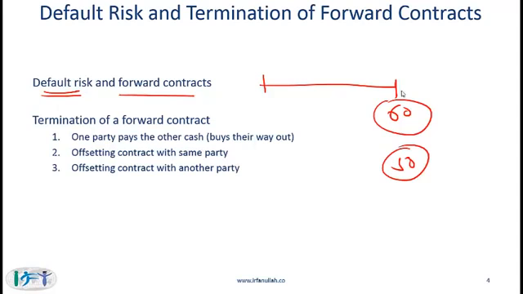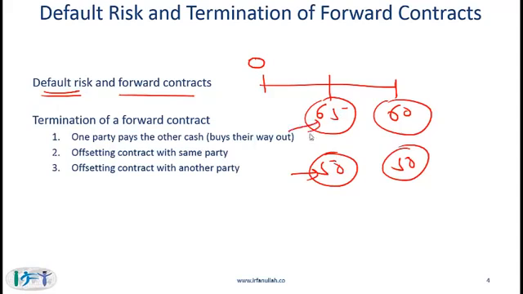Now, at any given point in time, the party that is winning faces credit risk. So if this is time 0 and somewhere during the contract, let's say at the midway point, the price of the underlying has gone up to 65. If the contract price is 50, then clearly the long party is winning because the way things look right now, the long will have to pay only the contract price of 50 to get an underlying asset which is currently at 65.